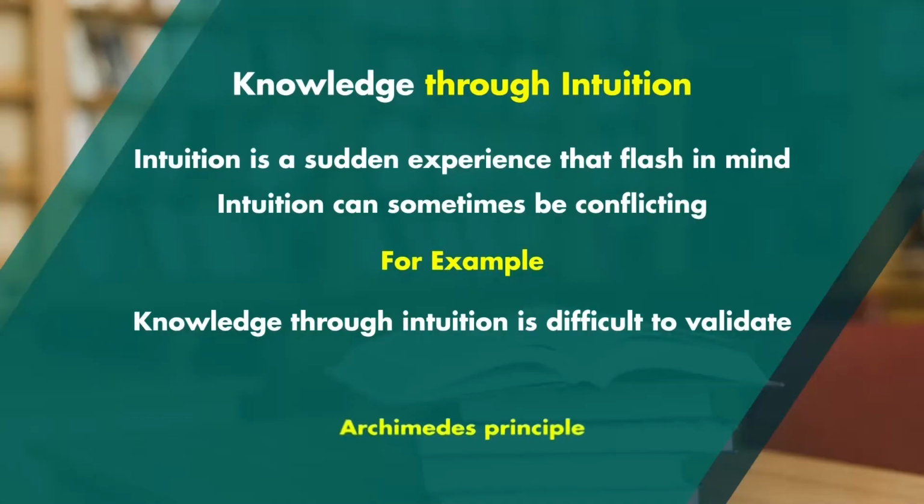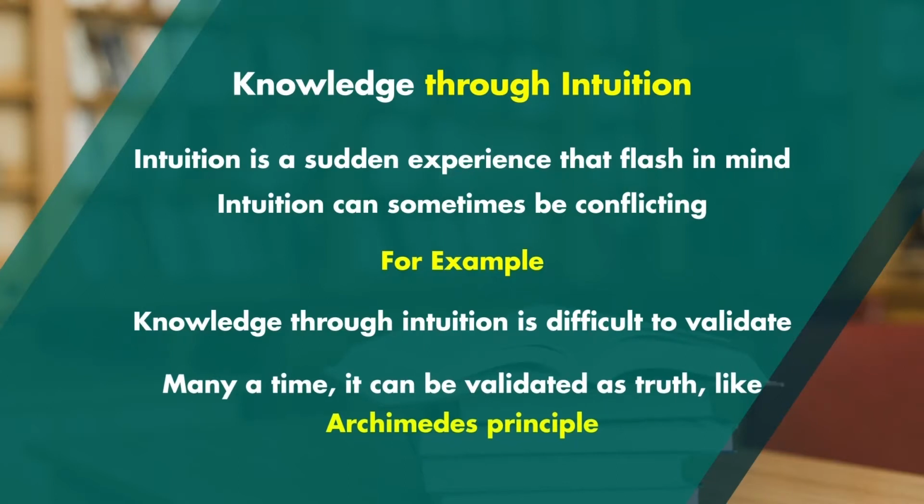Let me give an example where many a time it can be validated as truth. It can be verified, it can be validated, just like you can take the example of Archimedes' principle. That came just like a sudden flash, a type of intuition, and that became a theory further, a universal truth. So friends, intuition is also a source of knowledge, and many a time that may be validated also. But at the same time, I will say that you can't say intuition is always true, because it is personal intuition, personal experience. So that's why many a time it's very difficult to validate the knowledge that has been acquired using the source of intuition.